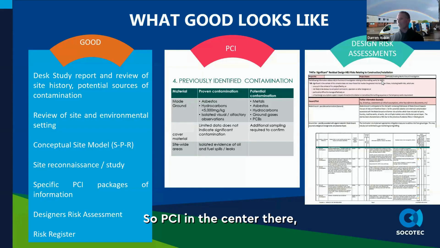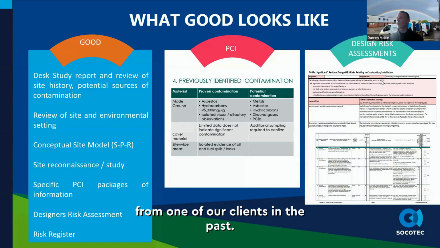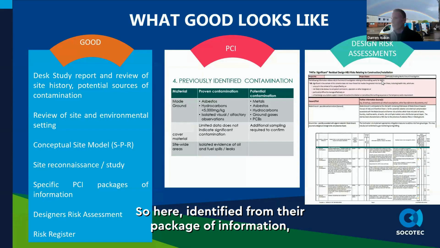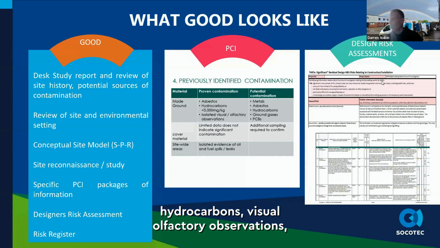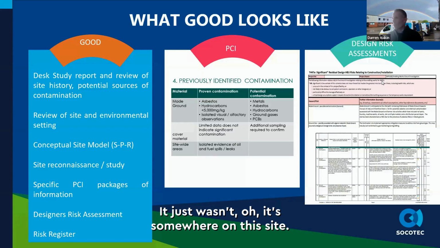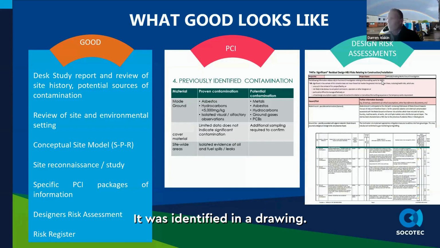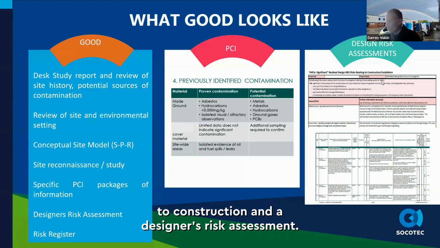So PCI in the center there, previously identified contamination. This is just an example provided to us from one of our clients in the past. So here, identified from their package of information, the ground is proven to contain asbestos, hydrocarbons, visual and olfactory observations, and the types of contaminants. And there's a plan to show us where that contamination was identified as well. It just wasn't, oh, it's somewhere on this site. It was identified in a drawing. And on the right side there, there's a residual design health and safety risk to construction and a designer's risk assessment.